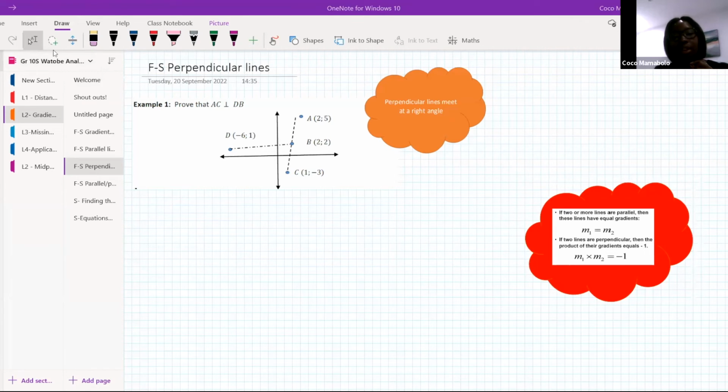So can you calculate for me the gradient of AC and the gradient of BD? This time they will not be the same. Calculate the 2 gradients and let me know what they are in the chat, please. Good, Chinamaram. Yes, they form a 90-degree angle. Though this drawing doesn't quite look like it forms a 90-degree angle, but it's okay. We get the point.